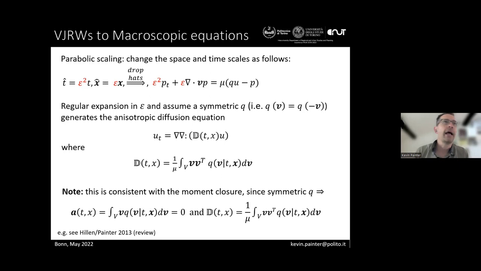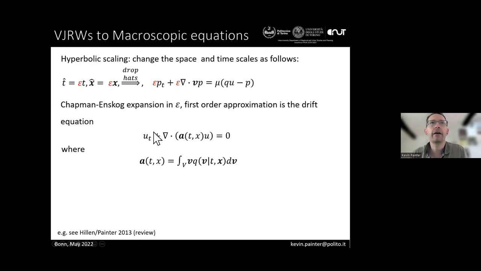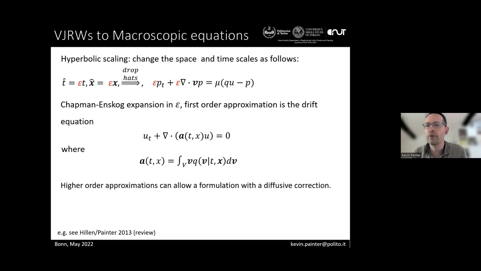In hyperbolic scaling, instead, you choose a slightly different scaling. You now scale both time and space in the same way. That does something slightly different, and you need to apply different expansions, but you can go through those expansions. As a first order approximation, you get a drift equation, but you can also carry on and do higher order approximations that introduce some sort of diffusive correction.